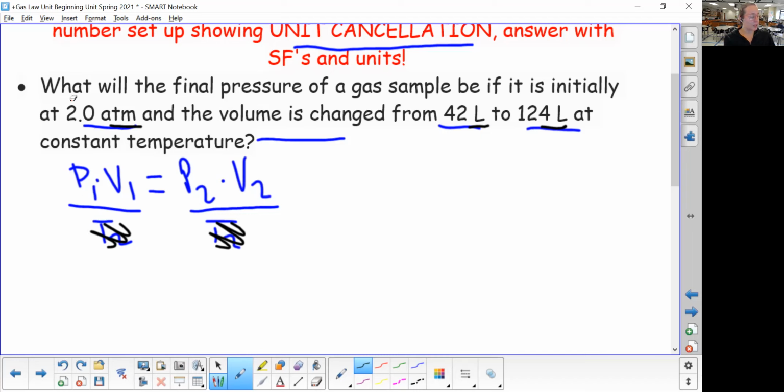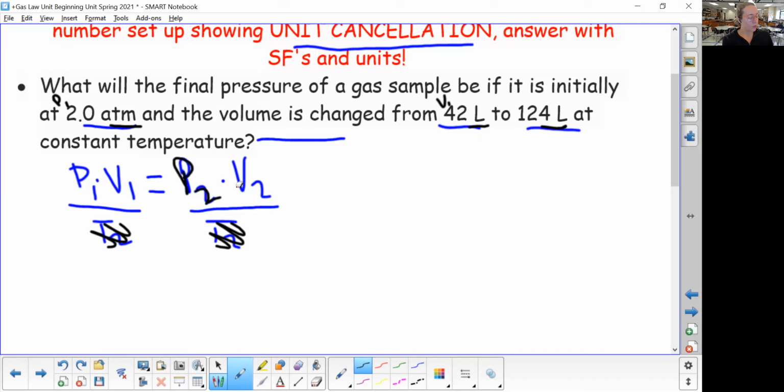So it says it's initially at a pressure of 2 atmospheres, and then the volume goes from 42 to 124. So the 42 liters is our initial volume, linked with the 2 atmospheres, so you could make those both the 1s. I like to make whatever is initial the 1s and what's final the 2s. So we are solving for pressure 2 based on how I've done it.